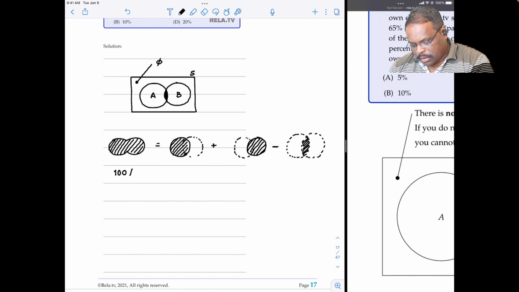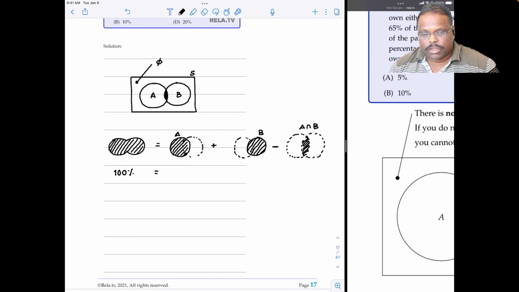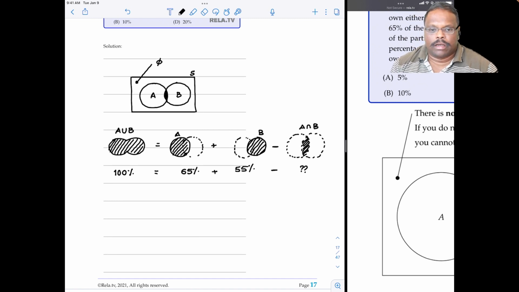This is 100%, and this is A. This is B, and this is actually A intersection B, which is the common area between two circles. And with that notation, this is A union B. So now the things are clear. This is 65%, this is 55%, and then this is the area which we want to calculate. We can simply do the simple arithmetic and find out the common area, which comes out to be around 20%. And the answer will be D.